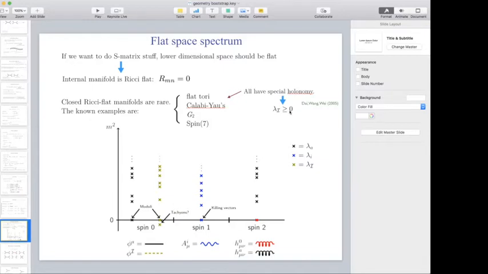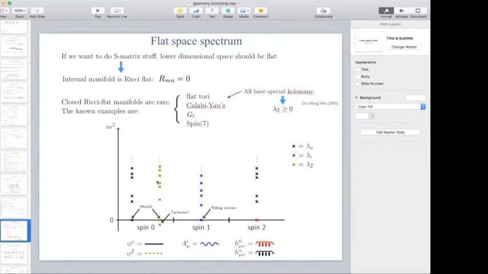So these have no negative eigenvalues for that particular tower of scalars, but it's not proven in general that all Ricci flat manifolds have a positive Lichnerowicz spectrum. It's still possible that there are some undiscovered Ricci flat manifolds that have a negative spectrum. So here's what the spectrum looks like in this flat case.